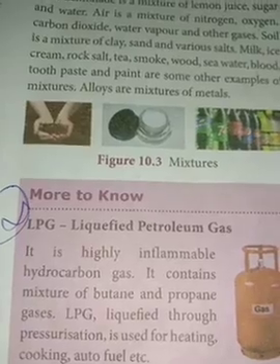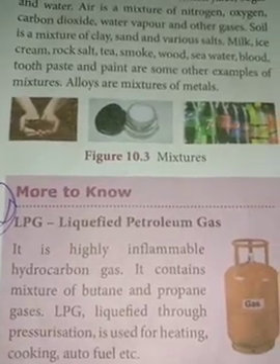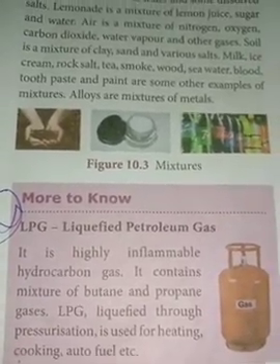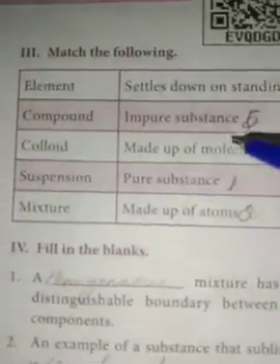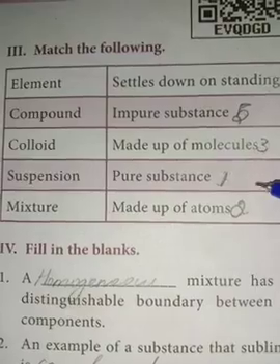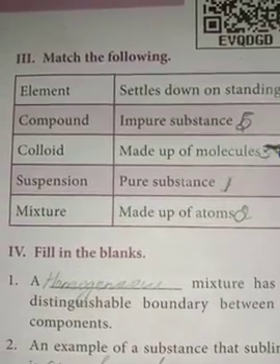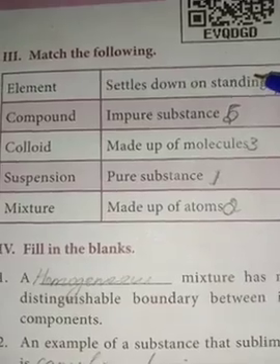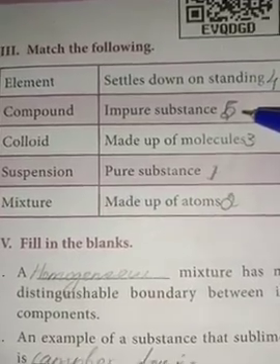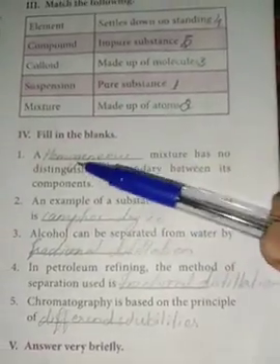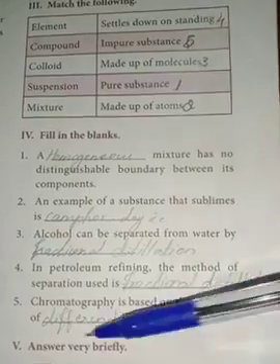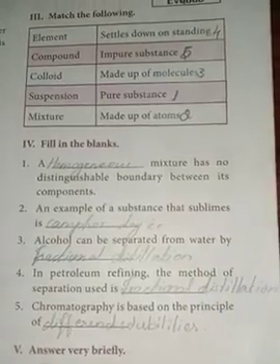Now we can see the fill up and book back evaluation part. See students, this is the match the following answer. Element, pure substance. Compound, made up of atoms. Colloid, made up of molecules. Suspension, settle down on standing. Mixture, impure substance. Then this is the fill up the blanks, already I have given once more: homogeneous, camphor, fractional distillation, difference in solubility.